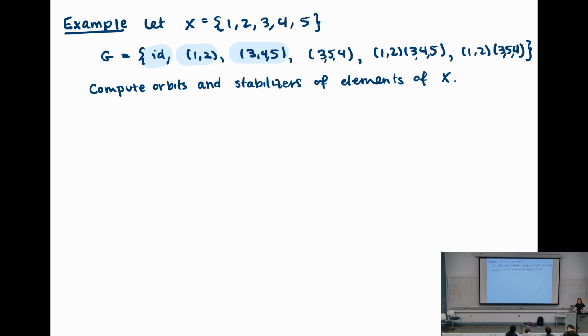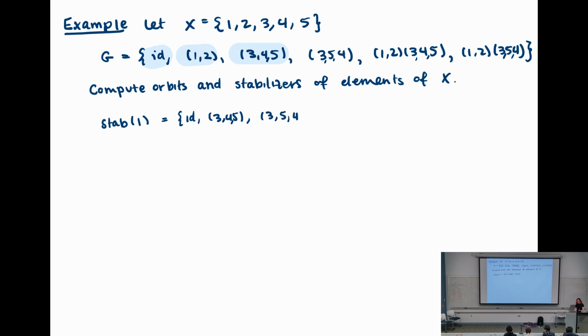Okay, so let's go through a couple of these examples. For instance, let's do the stabilizer of 1. This is asking which elements of G do not move 1 at all, right? So we just have to look at which of these permutations do not involve 1. So this would be the identity, (3 4 5), and (3 5 4). Okay, so that's the stabilizer of 1.